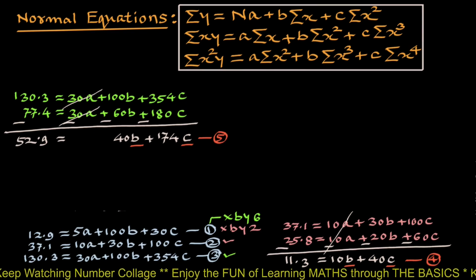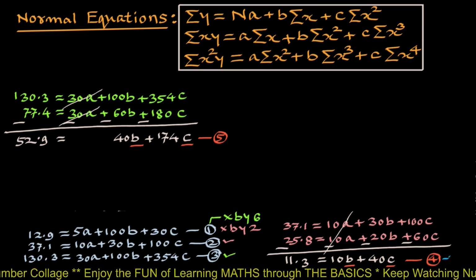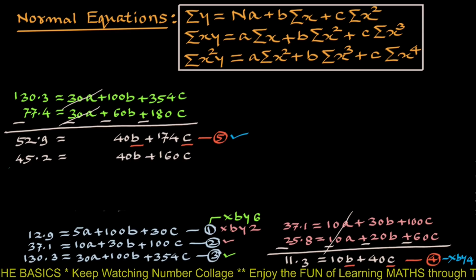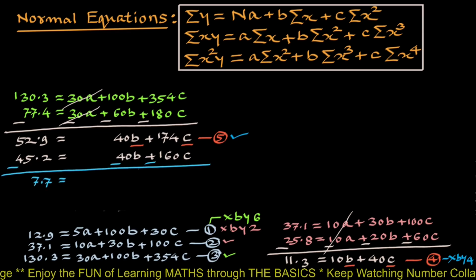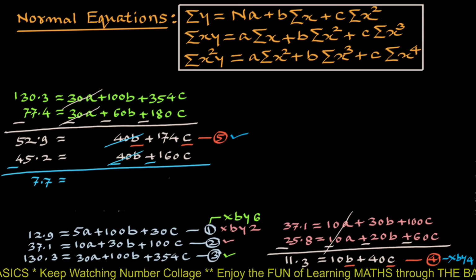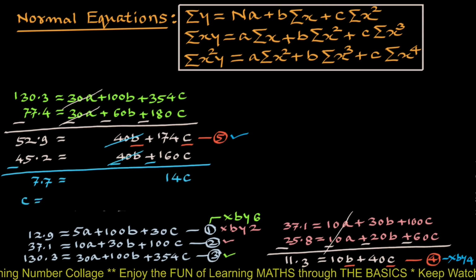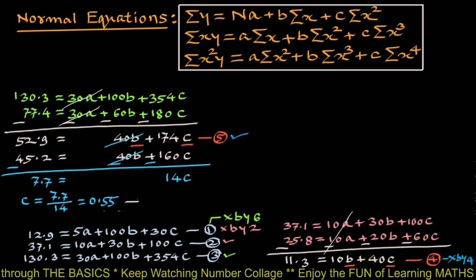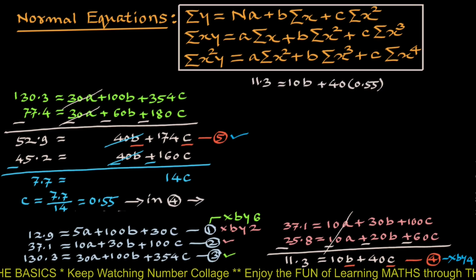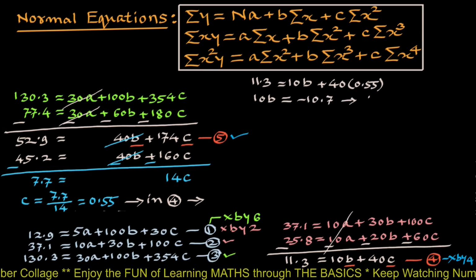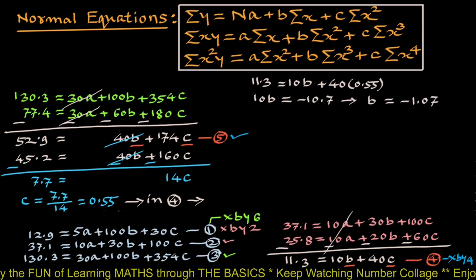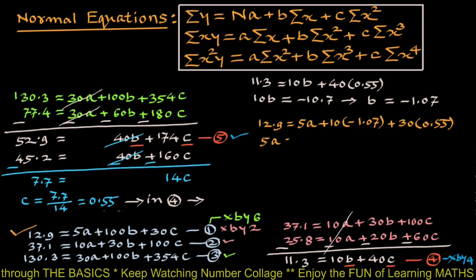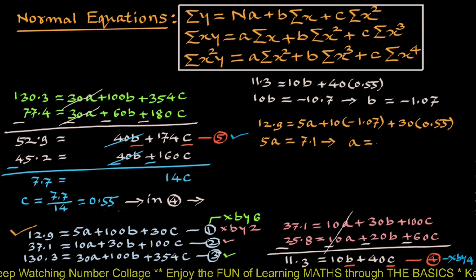Now in order to eliminate b, we multiply equation 4 by 4 and subtract this result from 5. After subtraction, 40b gets cancelled and we get 7.7 equals 14c. So c is 7.7 upon 14, which is 0.55. Putting this value of c in equation 4, we get 10b equals minus 10.7, so b will be minus 1.07. Now putting the values of b and c in equation 1, 5a will be 7.1 and a is 1.42.